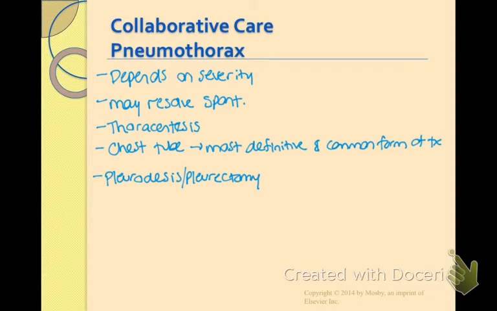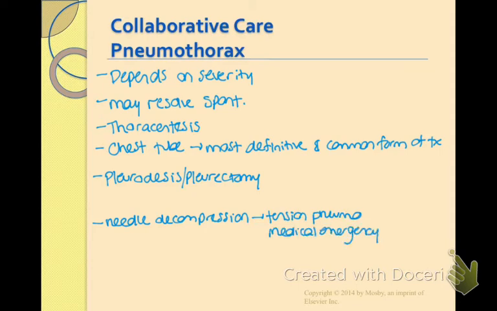You can do a pleurodesis, a pleurectomy, where they actually go in and like remove. This is very good for spontaneous pneumothorax. So they go in and they remove the blebs or remove part of the lung that's causing the issue. And again, needle decompression. And those are used for tension pneumo during a medical emergency. And they're often followed by a CT.